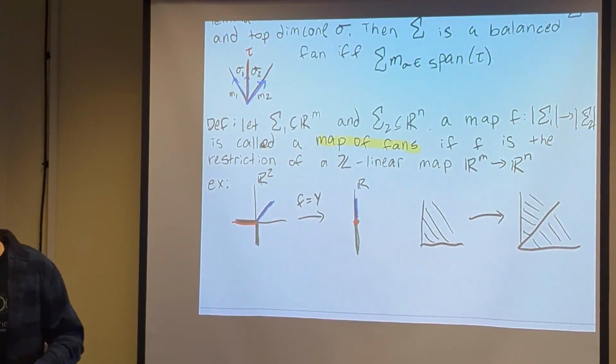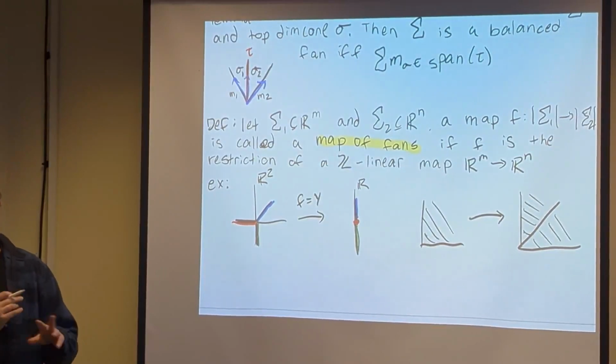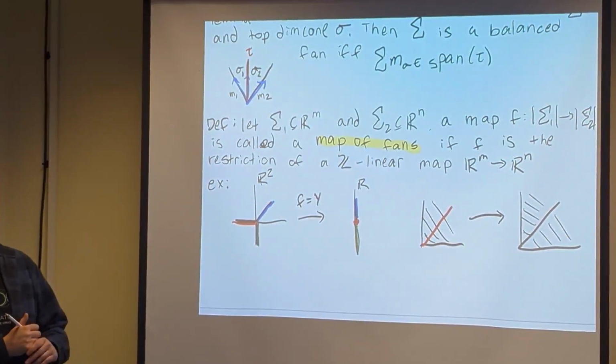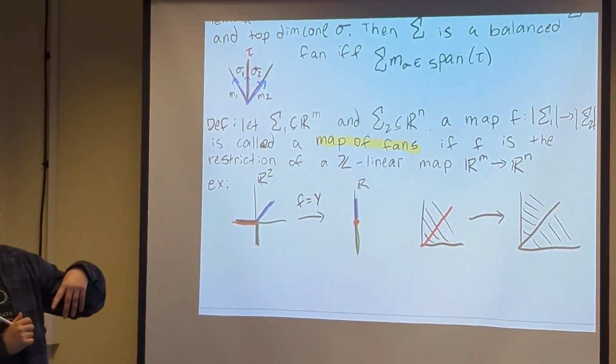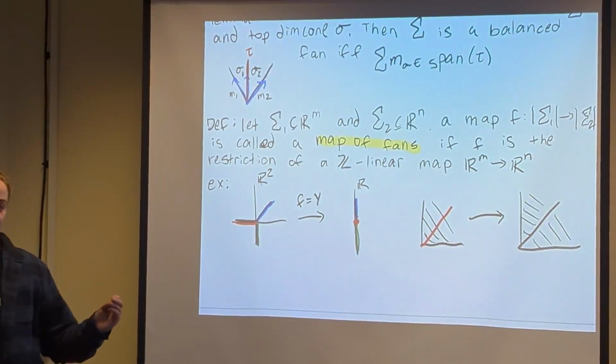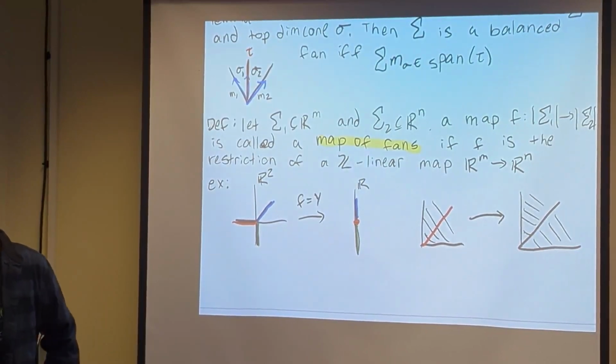So what we would want with a map of fans is that it would map cones to cones. And with this second example, it shows that that's not always true. But what we can do is subdivide one of our fans to make a new fan, such that our map of fans maps cones to cones. So here we could subdivide our first fan like that, and just have the identity map sending it to the second fan. And so for the rest of the talk, we're going to assume that all of our maps of fans map cones to cones, because you can always subdivide to get this property.